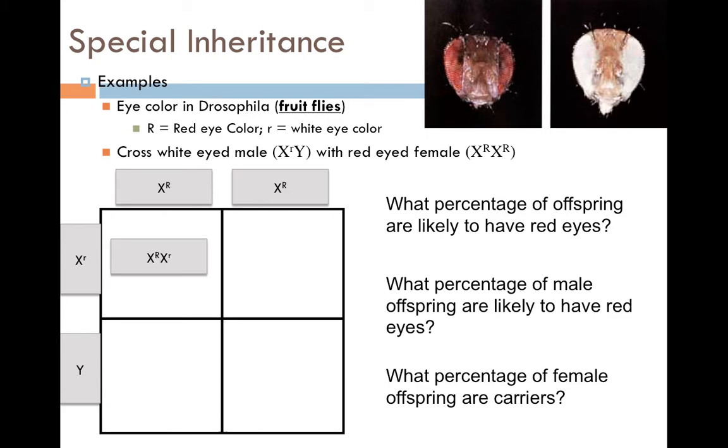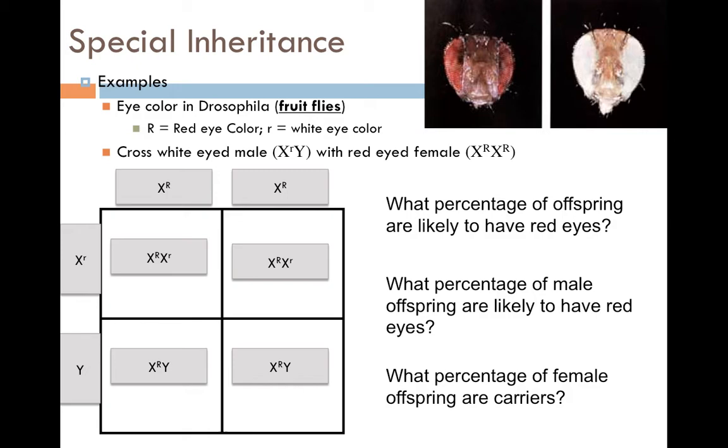So this first corner, if this egg and this sperm meets, this is the offspring. Over here, we have this, here, and here. And again, these X's and Y's are going to be important because if you look at the questions to the side, it's actually going to ask about male and female offspring, and we have to be very careful about what we're looking at. So the first question is very generic. What percentage of offspring are likely to have red eyes? And that's any offspring. It doesn't matter male or female.